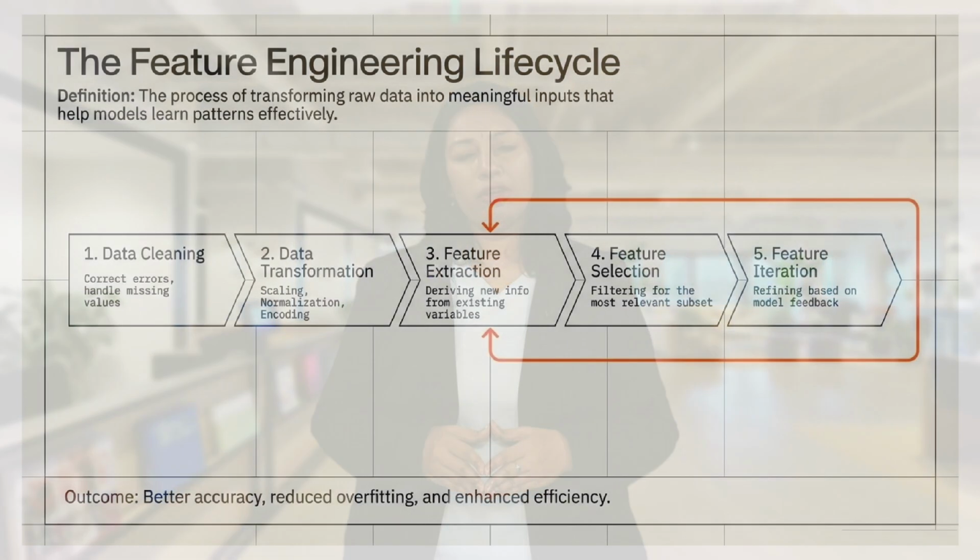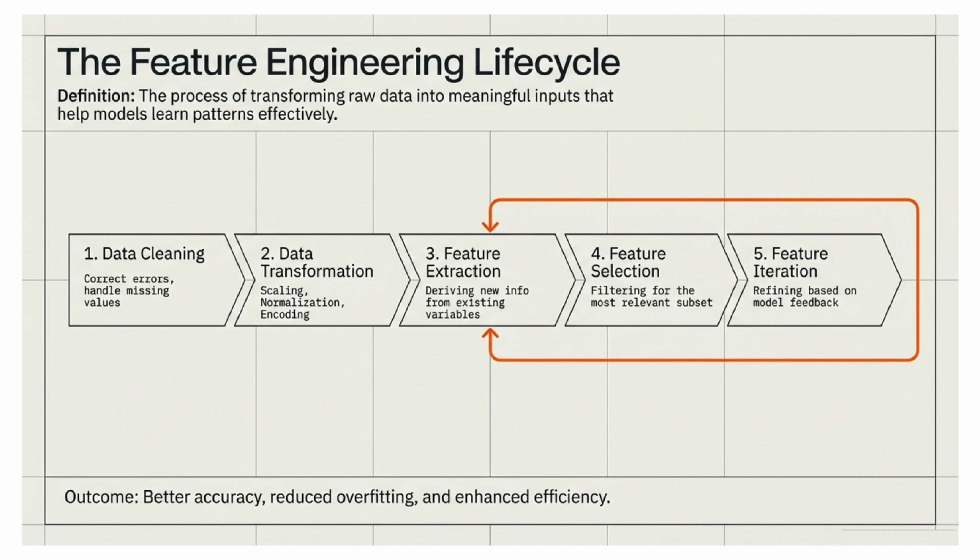Let's now see the feature engineering lifecycle. The lifecycle follows a structured yet iterative approach. The first step is data cleaning. Here, we correct errors, handle missing values, remove duplicates, and manage outliers. Clean data ensures that models are not learning from noise or incorrect information.